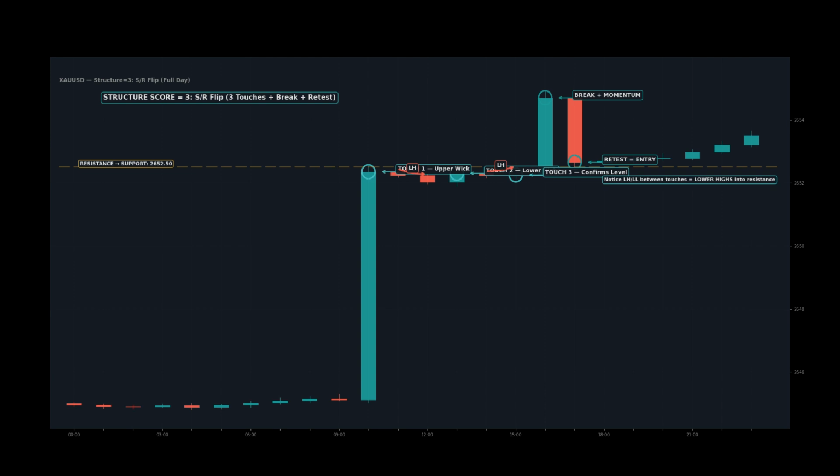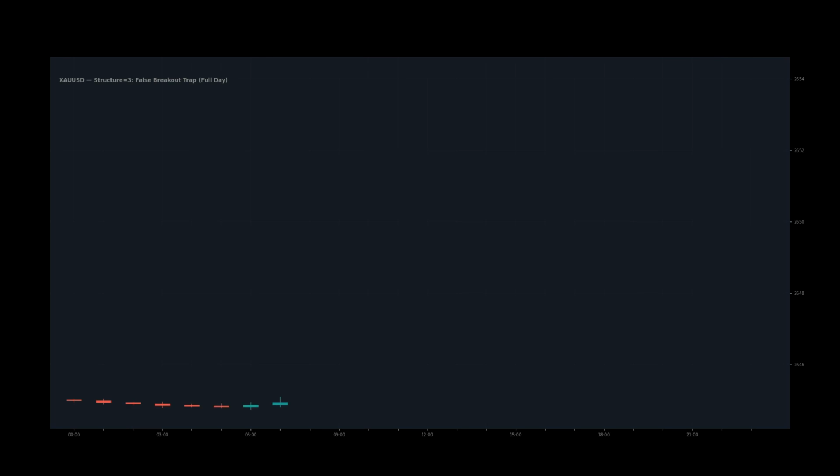Then at 2:30 p.m., price breaks through with a large bullish candle, body greater than 50%, closing clearly above the level. At 3:15 p.m., price retests the exact level. The retest candle shows a lower wick touching 2652.80 and bouncing. The retest happens within 3 candles of the break. This is a textbook SR flip. Entry at the bounce. Stop 8 points below the flipped level. Structure score equals 3.